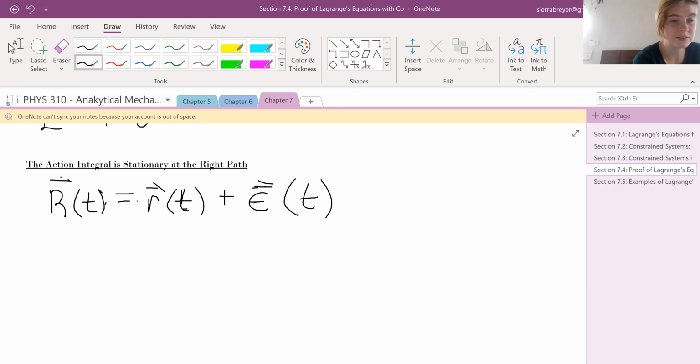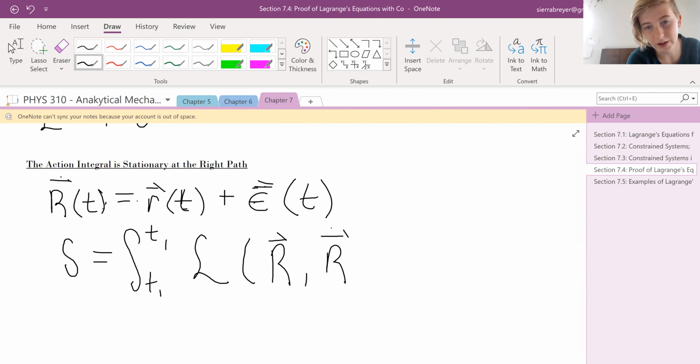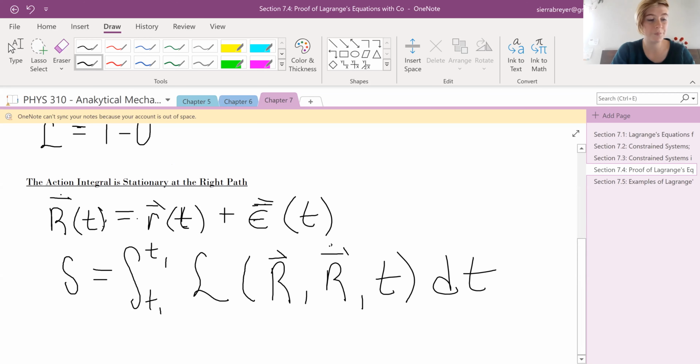So since we have that, we can then say that this stationary action integral that we're looking for is going to look like this. It's going to be the integral from time 1 to time 2 of the Lagrangian of this big R vector, plus that big R vector's derivative, and it's also going to depend on t. And then all of it is integrated by t. So that's what we can say from here.